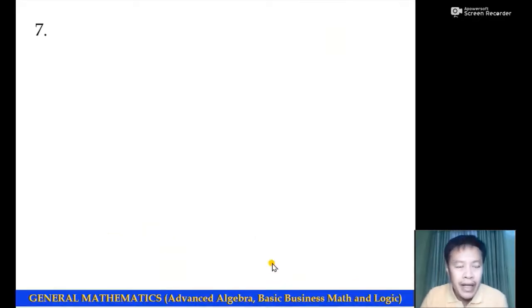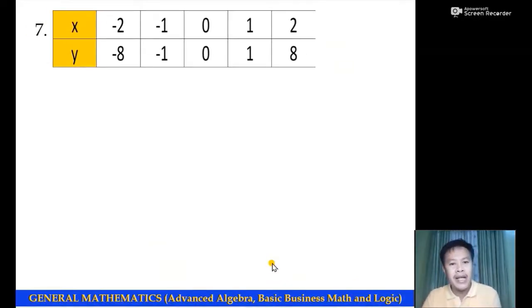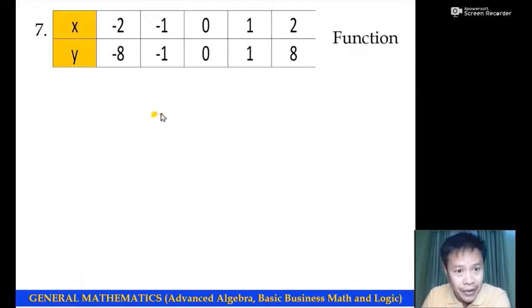Now, we will proceed with number 7. The table is this one. Abscissas are negative 2, negative 1, 0, 1, and 2. And this is a function. And this is one-to-one. And this is also onto.